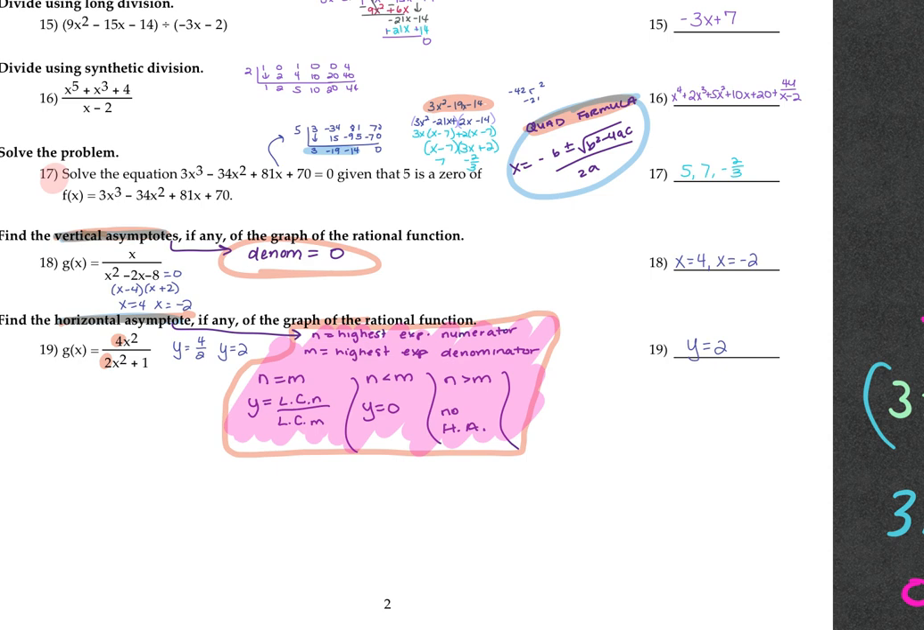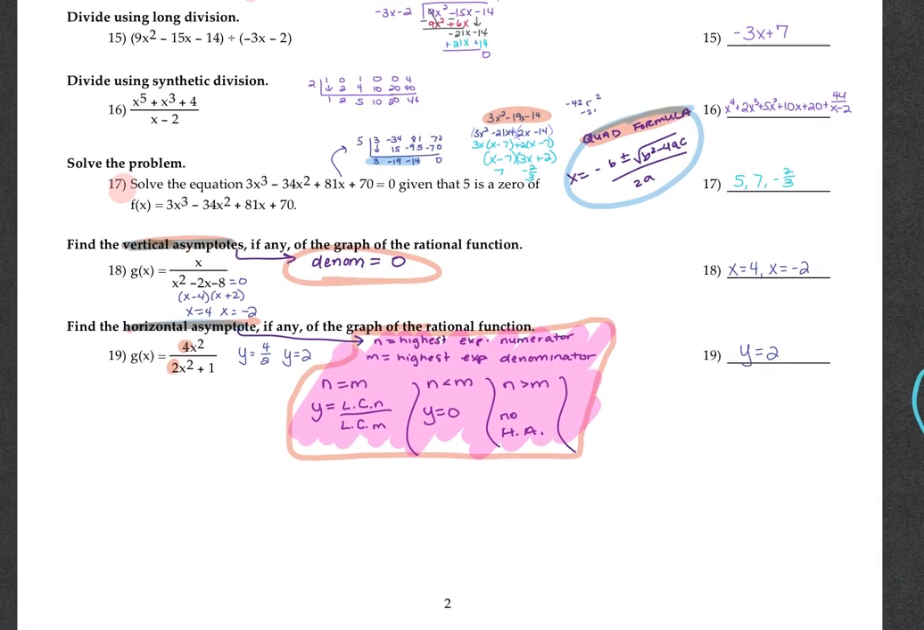Which is the case in 19, they're the same. So it's y equals 2 because the leading coefficient is 1.